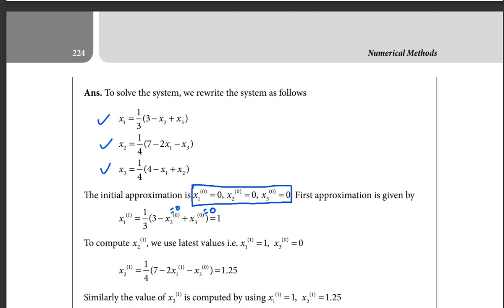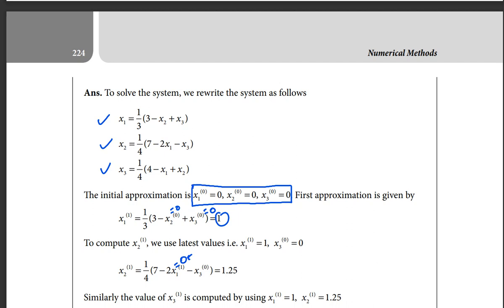Now we compute the first iteration value for x2. For that one we're going to have 1 over 4 multiplying 7 minus 2x1. You see that here we are using the first iteration value, the first approximation for x1, which is 1, and not the 0. If it was Gauss-Jacobi, we would use 0 here, because the initial approximation given was 0. But for Gauss-Seidel, we are not going to use the 0. We will use the new value for x1 that we found, which is 1. So we are going to put 1 here.